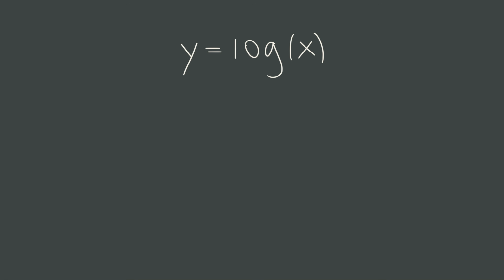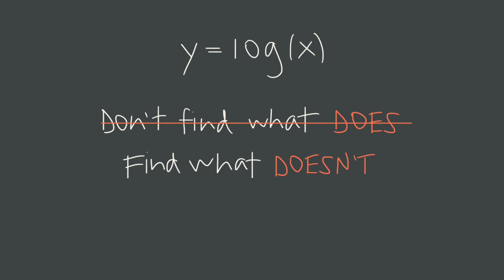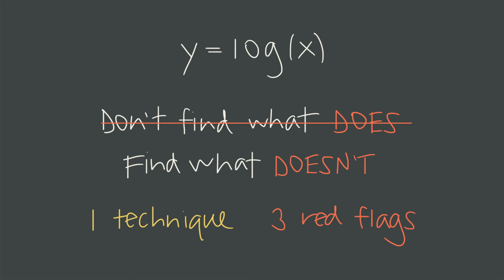When you're asked to find the domain of a function like this one, it can feel like you have to spend forever trying to figure out what does work. But the truth is that you don't need to check for every number that does work. Instead, you only need to catch the very few that don't. And as it turns out, there's only one technique and 3 red flags that we have to look out for. If you master these, you'll be able to solve almost any domain and range problem you see.